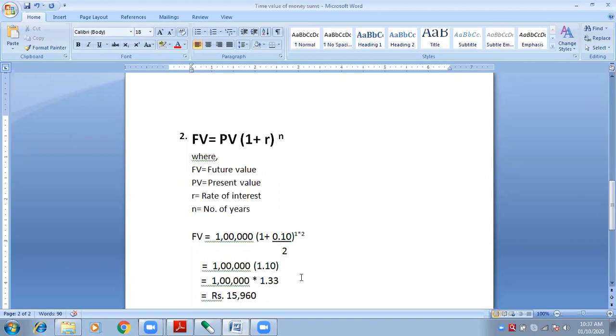How is the formula now? See, 1 lakh bracket 1 plus 0.10 divided by 2 bracket close raised to 1 into 2. Half yearly means double. Half yearly means 6 months, no? 6 months is half of 12 months.